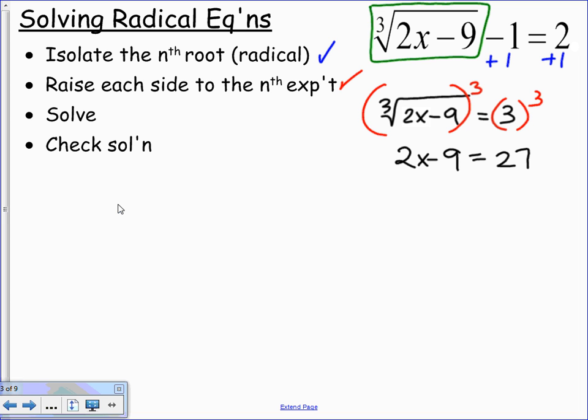And then the rest of my directions say solve. Do you know how to solve 2x minus 9 equals 27? What steps would you need to take? Add 9 and divide by 2. Cool, let's do it. Add 9, 2x equals 36. Divide by 2, x equals 18.